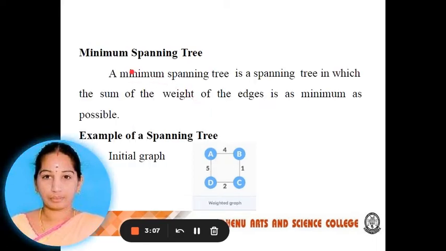The next one is the minimum spanning tree. A minimum spanning tree is also a spanning tree in which the sum of the weights of the edges is as minimum as possible. We calculate the edges and the weightage of those edges, and if the edge value is minimum, we call that graph a minimum spanning tree.